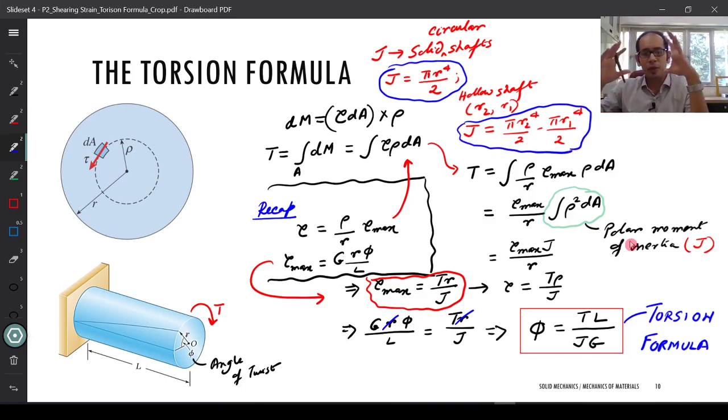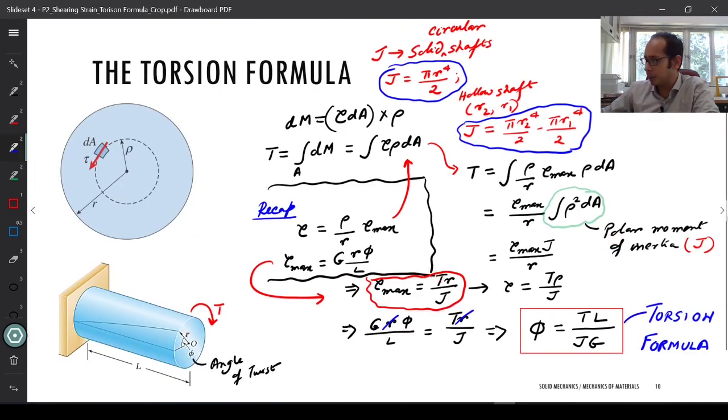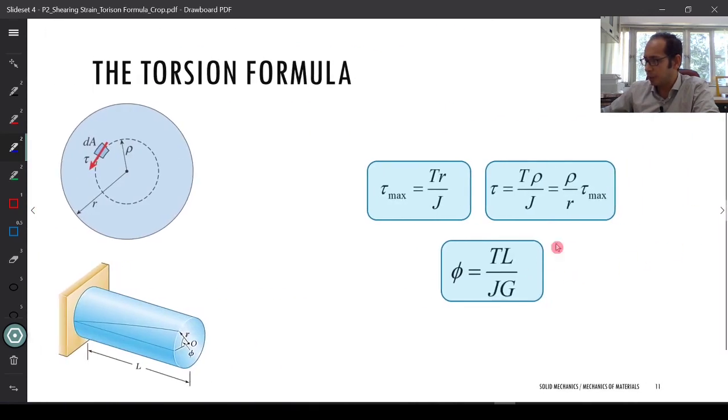So now that we looked at so many different relationships, I really encourage you to write them out on your own as well. In addition to that, this is the torsion formula which we just derived. This was the TR by J. Let me quickly go back to the previous page. This is the TR by J, and this is the torsion formula TL by JG that we looked at over here, and this intermediate, that tau for a general case is T rho by J, and TR by J is the famous torsion formula that we looked at.